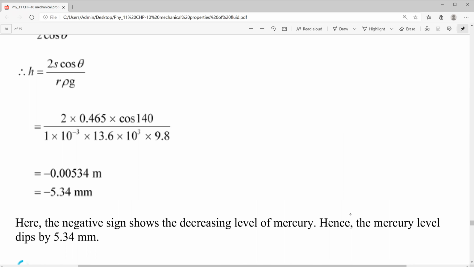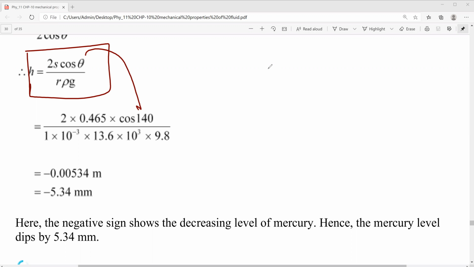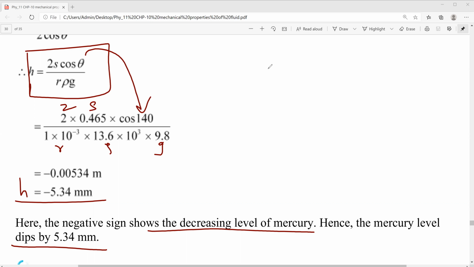And the h value we got is minus 5.34. How we got this is very easy. Using the surface tension formula, h is equal to 2s cos theta divided by r into rho g. 2 is kept as it is, cos theta with theta value 140 degree, s value, radius and density, g value. After substituting, the h value we got is minus 5.34 millimeter. So the negative sign shows the decrease in the level of the mercury. The mercury level dips by 5.34 millimeter. So got this?